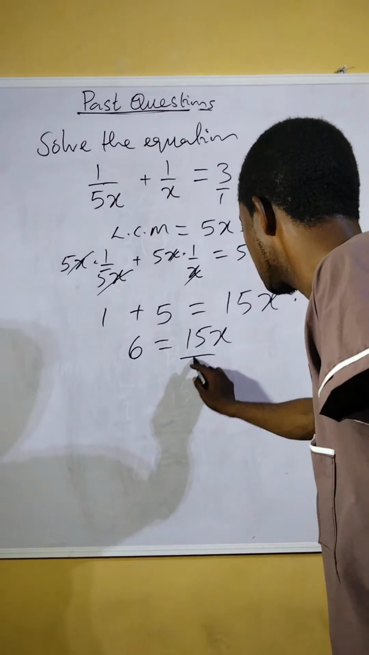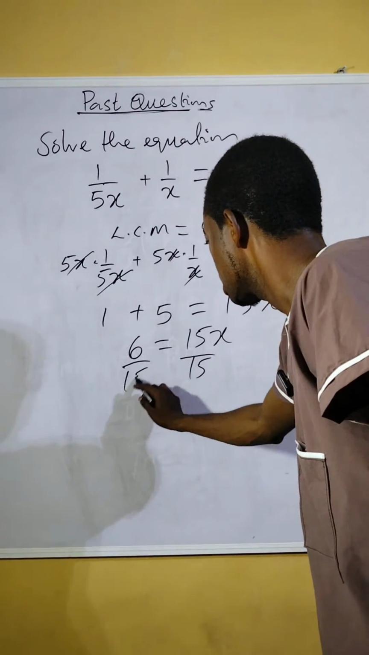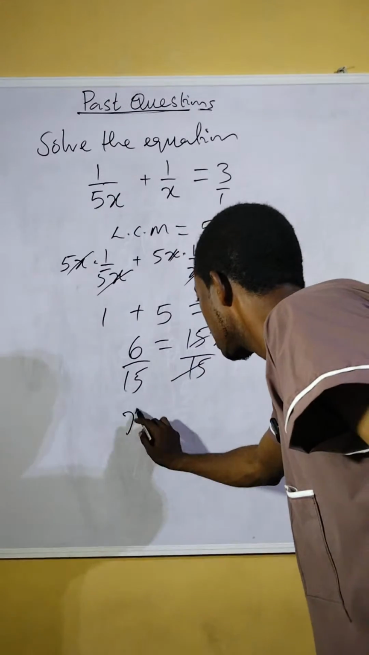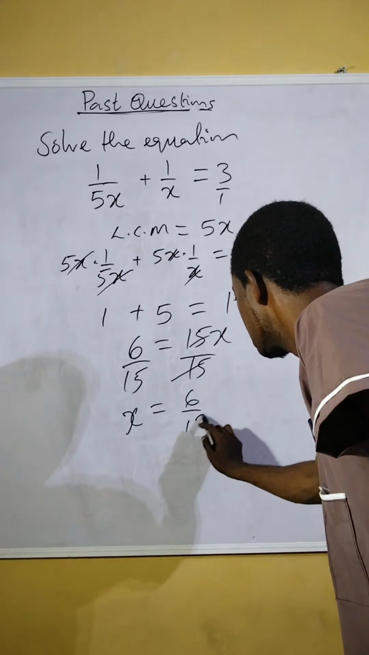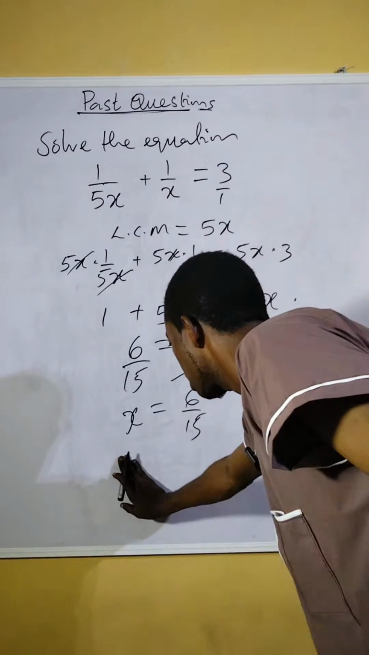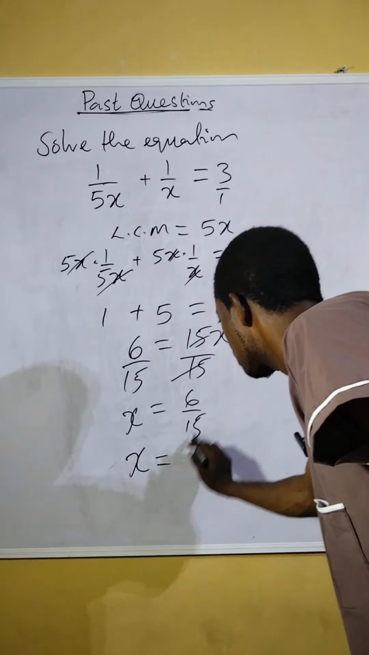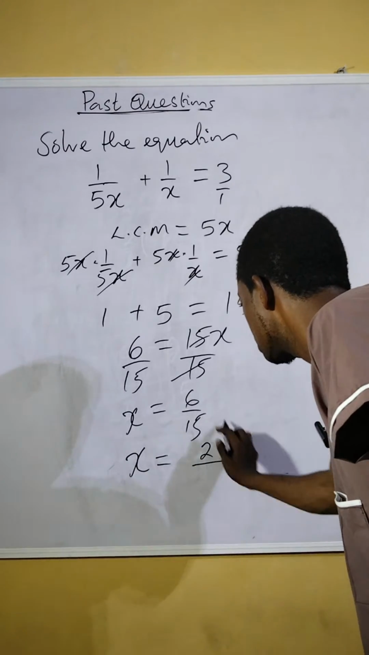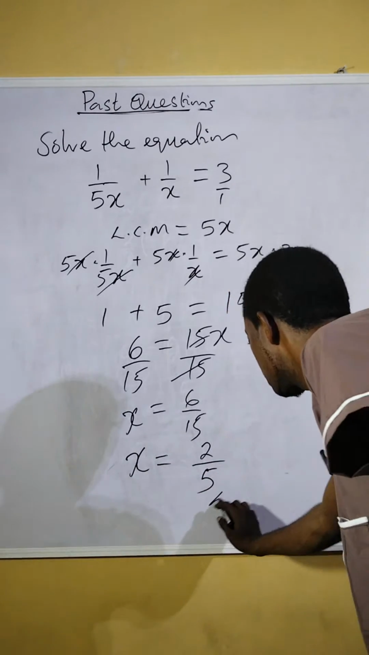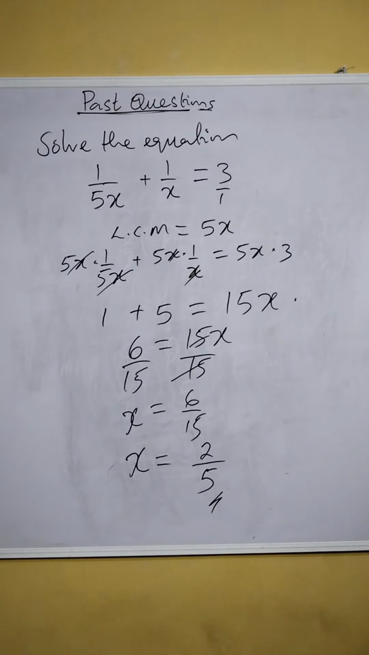Now we can divide both sides by 15 to get x. The 15s cancel each other here. We have x equals 6 over 15. And to the lowest fraction, 3 goes into 6 two times, and 3 goes into 15 five times. That's 2 over 5. So that is the solution to that. All right, so that's the number 9 question.